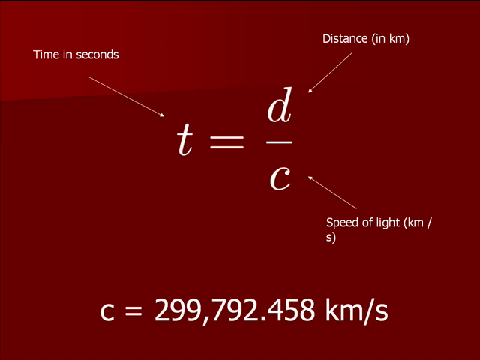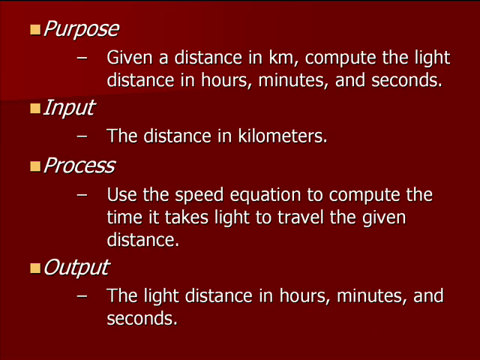And I've written down at the bottom of this screen the speed of light in kilometers per second. So one of the things to do when you get started writing a program is to sit down and think through the entire process of the program. Write down the purpose, the input, the process, and the output for your program. So that's what I've done here.